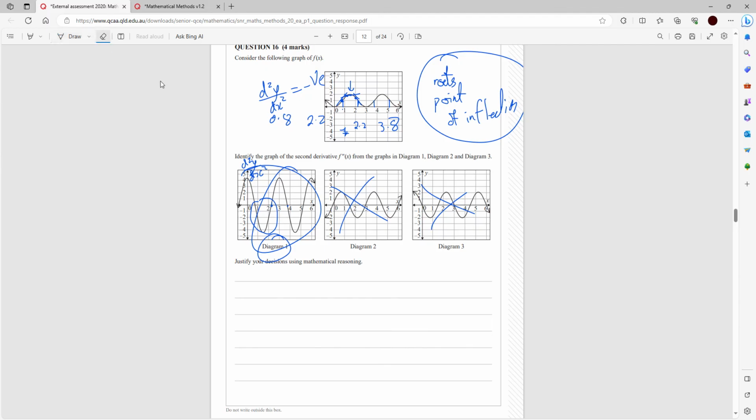I'm not going to write a response there, but those two big ideas will justify why the answer is 1. Okay? So talk about the roots of point of inflection and talk about the concavity. Like done here. So you can know straight away it's 1.